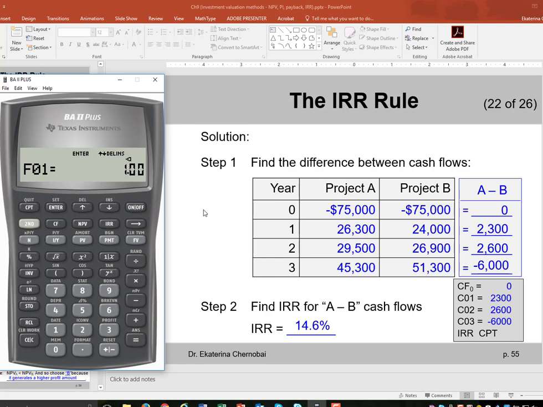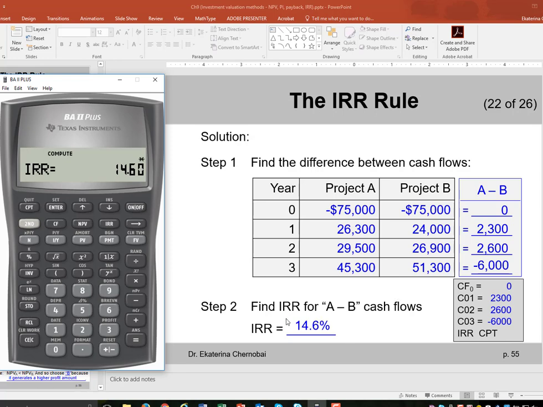consecutively or once at all, right? So press the down arrow key once again. Cash flow 02, the second one in the future, that's 2,600. 2,600, enter, down and down again. And the last one for the third year is 6,000. Make it negative by pressing the plus minus key. Save it by pressing enter. Then press the down arrow key and press it one more time. Now, to find the internal rate of return, you press IRR and then compute.